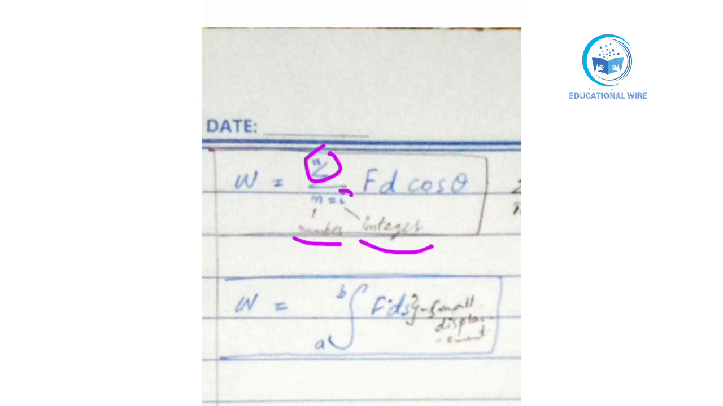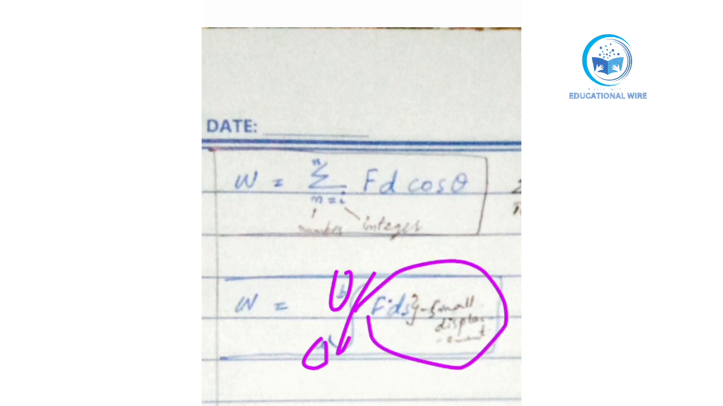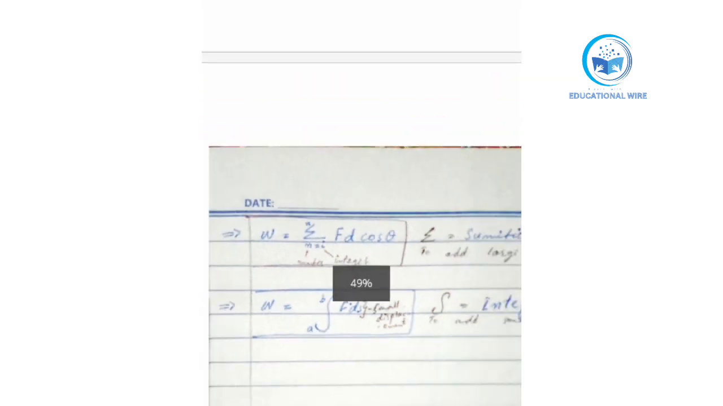If we have 3, then n is equal to 3, the total number over here, then F d cos theta for every number. This is the method for adding large values. What method will we use for adding small values? We will put the sign of integration. Here we have the a limit and b limit after F ds, and ds means that to find the small displacement we have to use the integration sign.